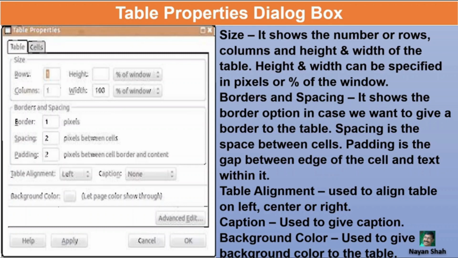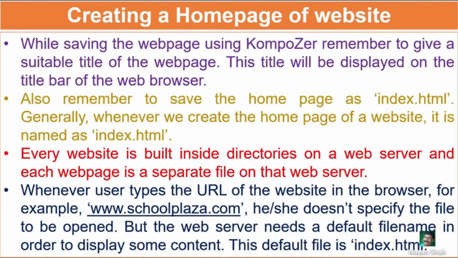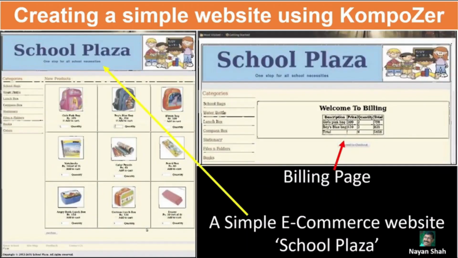Caption is used to give a caption, the title. If you want to give a caption, you select yes. If you don't want any caption, you select none. So that is caption, which is a floating text just above the table. But right now, as you can see in our website example, there is no caption on the table.